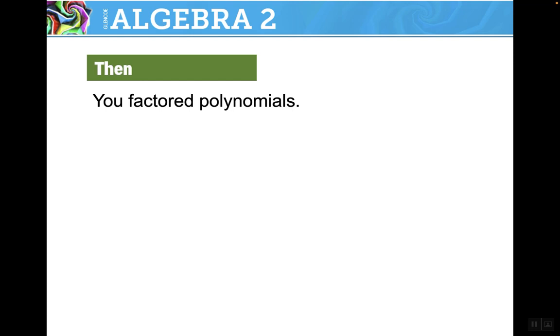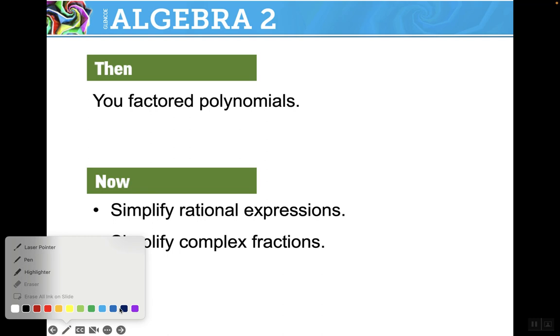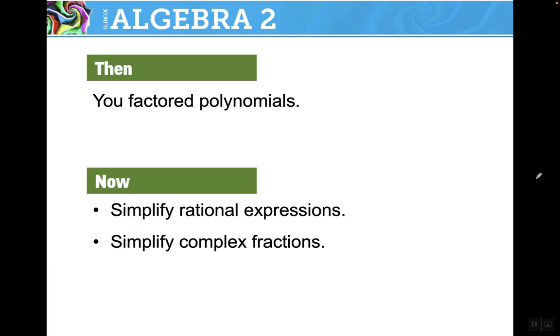So we're talking about rational expressions, and a rational expression is just like a fraction. Of course, we're going to have polynomials in those fractions. And then complex fractions are when there's a fraction over a fraction. With just numbers, a complex fraction would be like 1/2 divided by 3/4.